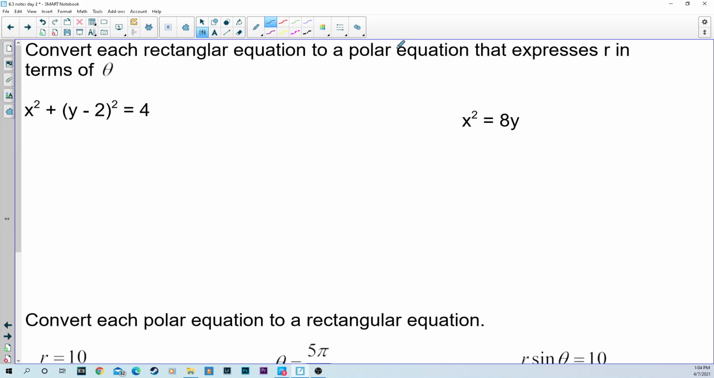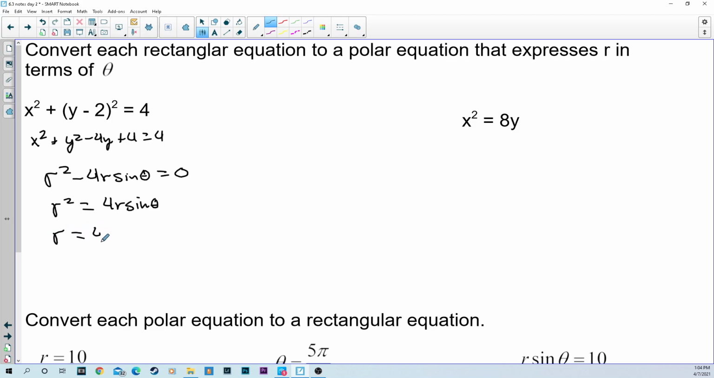Convert each rectangular equation to a polar equation that expresses r in terms of theta. Let's multiply this out. We have y squared minus 4y plus 4 is equal to 4. X squared plus y squared is r squared, minus 4r sine of theta, and that's going to be equal to 0. So r squared is equal to 4r sine of theta, and then divide by r. So r equals 4 sine of theta.